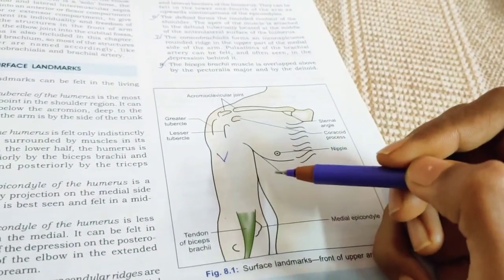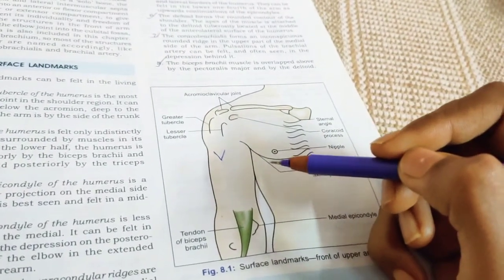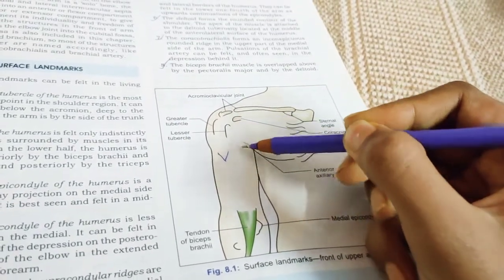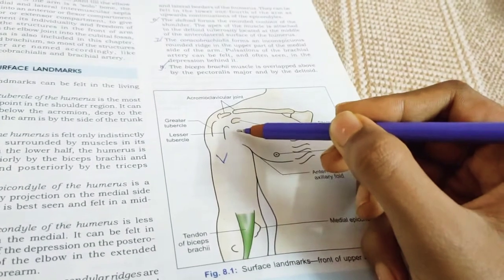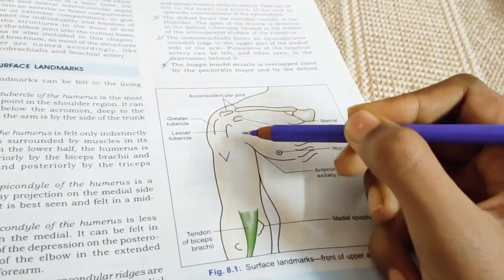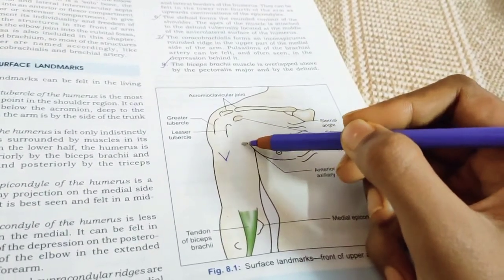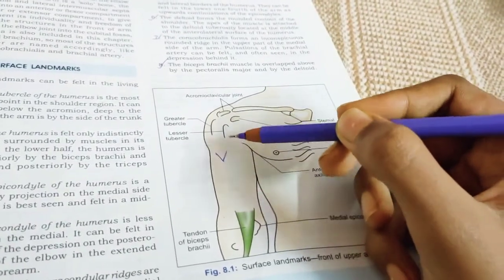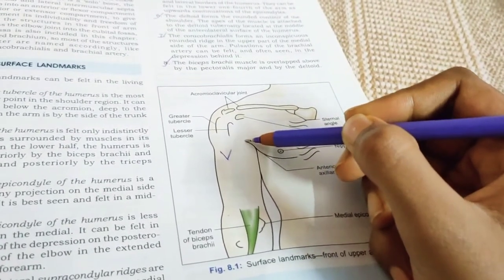Next, coming to the coracobrachialis. The coracobrachialis forms an inconspicuous rounded ridge in the upper part of medial side of arm. The pulsations of brachial artery can be felt here and often seen in depression behind the coracobrachialis muscle.